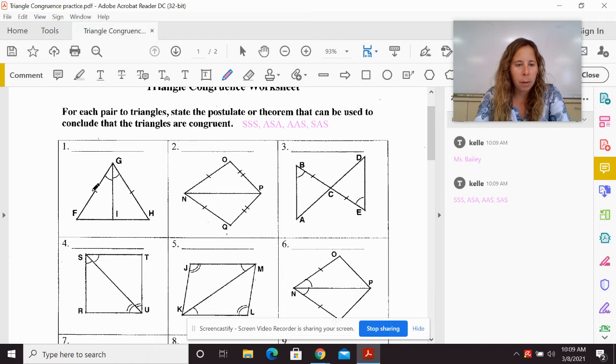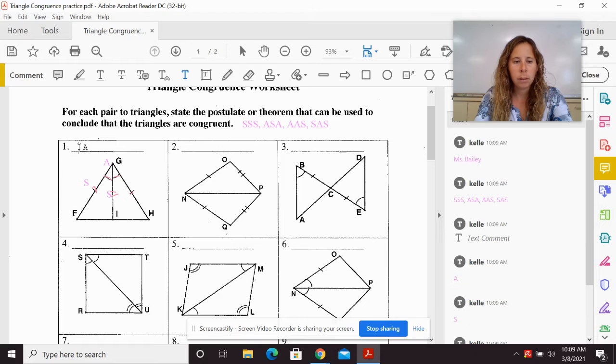So number one, I know side, angle, and then, okay, so side and angle. And then these two triangles have a shared side, so that is congruent to itself. So that gives me side, angle, side. Side, angle, side. Number two.